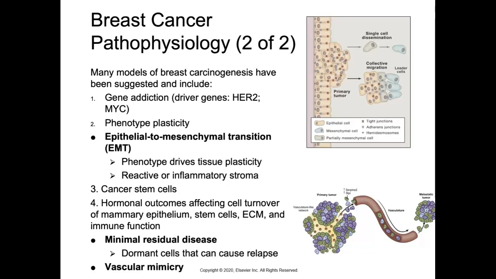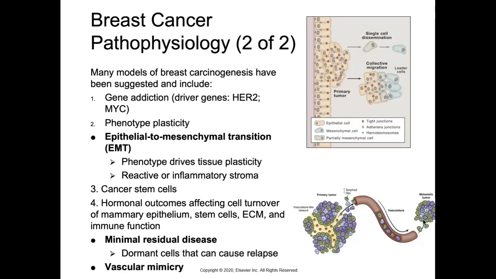The other thought is of our cancer stem cells. There's still some ongoing research given this theory, and it's thought that these stem cells are known to correct tissue architecture and may develop the mammary tissue and maintain functionality. So having some type of disruption to our normal stem cells to turn into more cancer stem cells. And then we've got our hormonal outcomes that affect cell turnover of the mammary epithelium, the stem cells, the extracellular matrix, and the immune function.